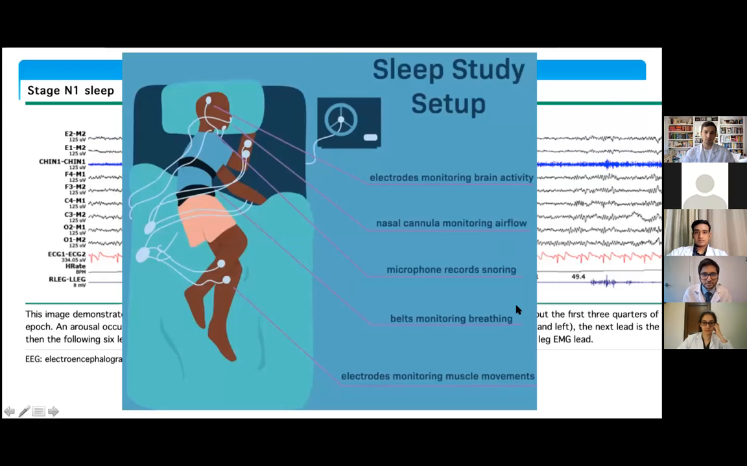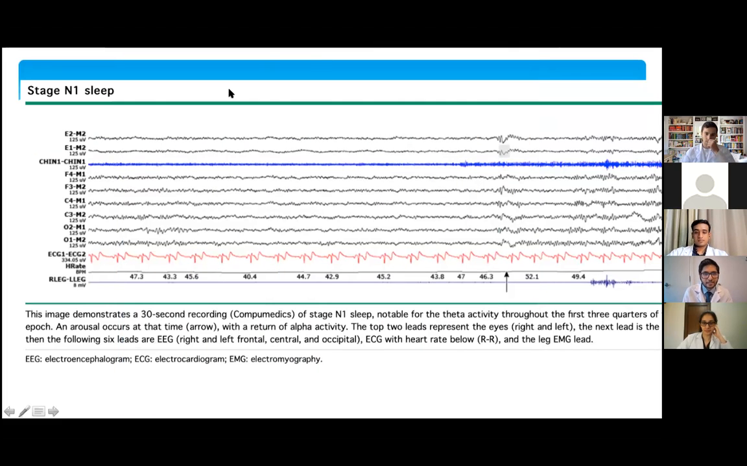So this is the basic setup. There are multiple electrodes monitoring brain activity along with muscle movements. There are belts which monitor the breathing, a nasal cannula monitoring the airflow, and other such electrodes. And this is what a polysomnogram would look like. This is just an example of stage N1 of sleep. These are the eye electrodes, the chin electrodes, and the frontal, central, and occipital electrodes. This is the ECG, and this is the right leg and the left leg electromyogram.